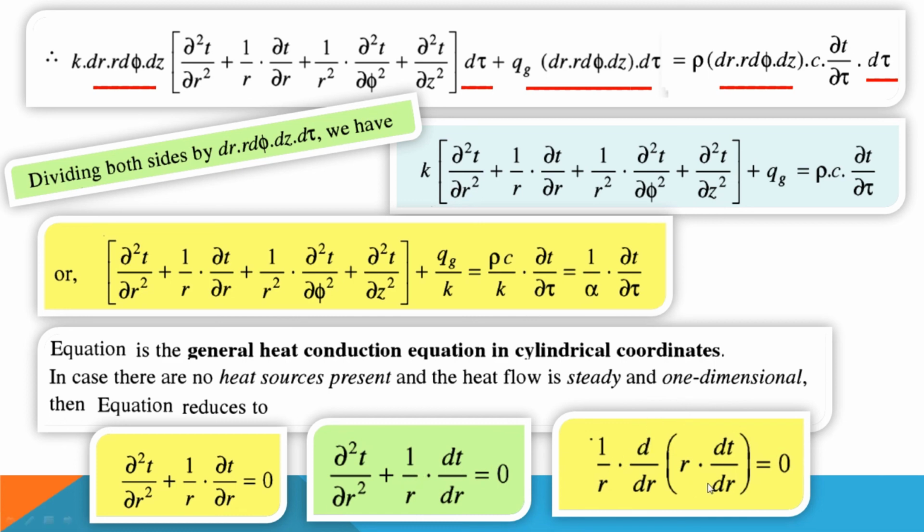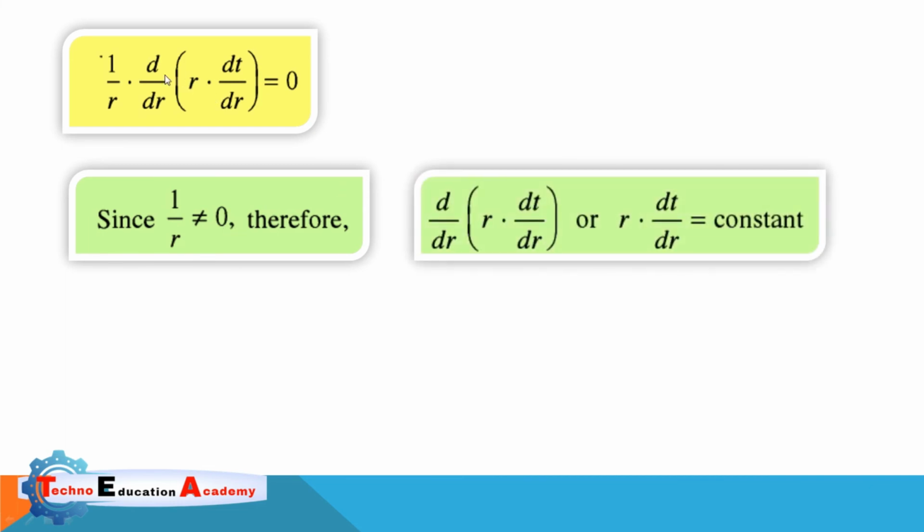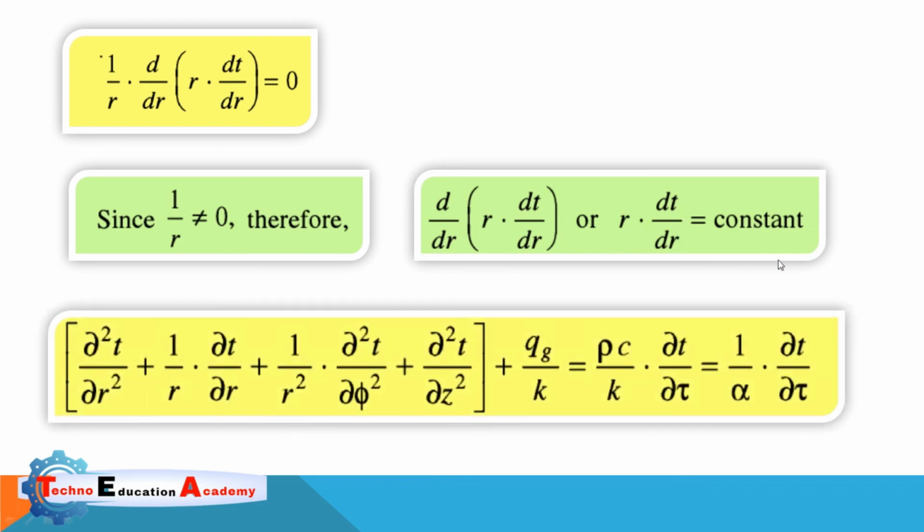We can also write this equation in this form. Whenever we separate these terms, we get the same equation. So according to the multiplication rule, whenever we simplify this equation, we get the same equation. Since 1 upon r is not equal to 0, as radius is never 0, therefore this term d by dr of r into dT by dr equals constant, or we can say r into dT by dr equals constant.